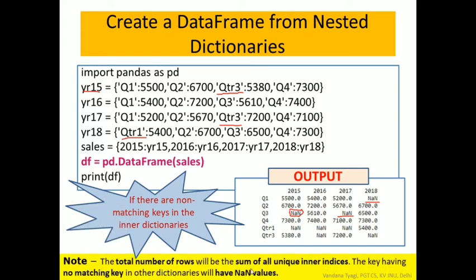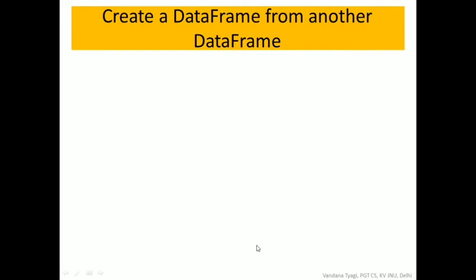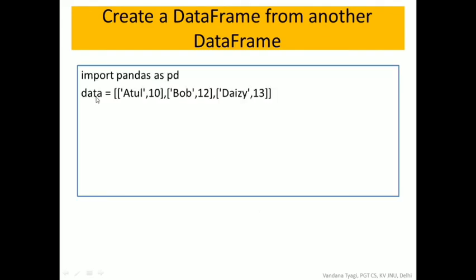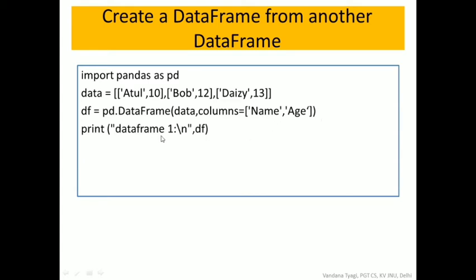So the total number of rows here is the sum of all unique inner indexes, and all the blank entries are replaced by NaN values. Now creating a data frame from another data frame. This is a nested list which we are taking, and I am creating a data frame from this list. Similar syntax: df is equal to pd.DataFrame, data is passed as input, and column headings we are giving as name and age. Printing this first data frame. Now when we create the second data frame, we simply pass this data frame object as the input. So df2 is equal to pd.DataFrame, and this df is passed as the input here.